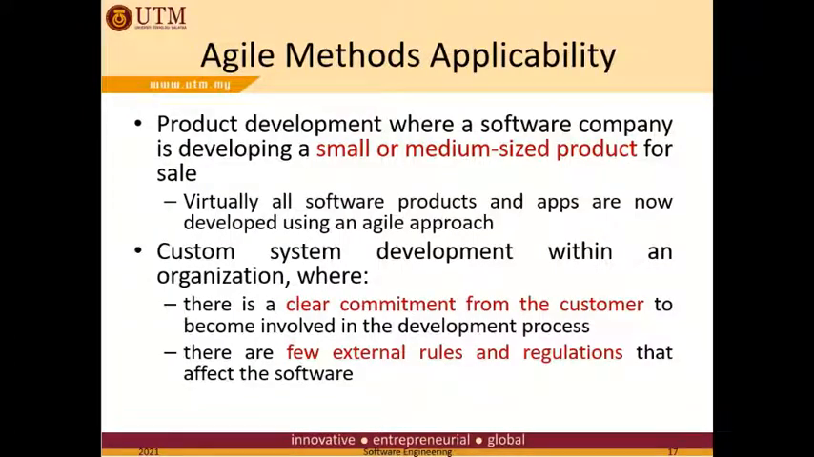Agile methods have been particularly successful for two kinds of system development. First, product development, where a software company is developing a small or medium-sized product for sale. Second, custom system development within an organization where there is a clear commitment from the customer to become involved in the development process and where there are few external stakeholders and regulations that affect the software.